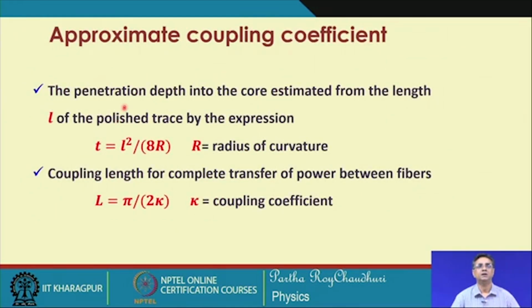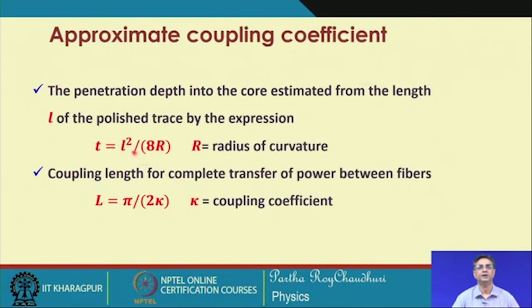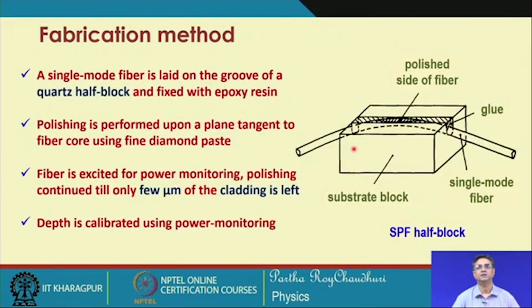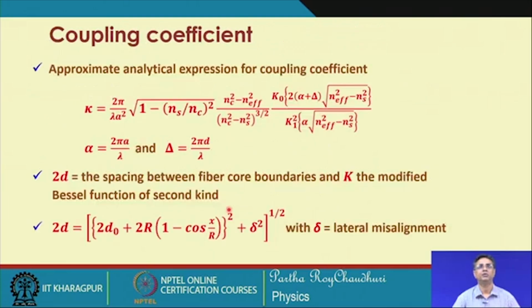We will see that the penetration depth into the core is estimated from this figure. From this figure, numerically and theoretically, you can estimate the depth of penetration, where r is the radius of curvature. I think we have shown this r, the radius of the curvature, and the coupling length for the complete transfer of power. We have discussed this in the coupled mode theory: the length over which the complete transfer of power takes place defines the coupling length L_C, where kappa is the coupling coefficient.